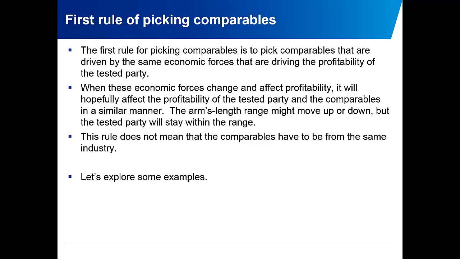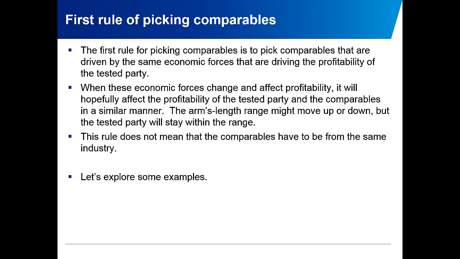Therefore, when these economic forces change and affect profitability, it will hopefully have the exact same effect on the tested parties and the comparables in a similar manner. If you don't do this, then the arm's length range of the comparables may be moving in a different cycle than that of the tested party.